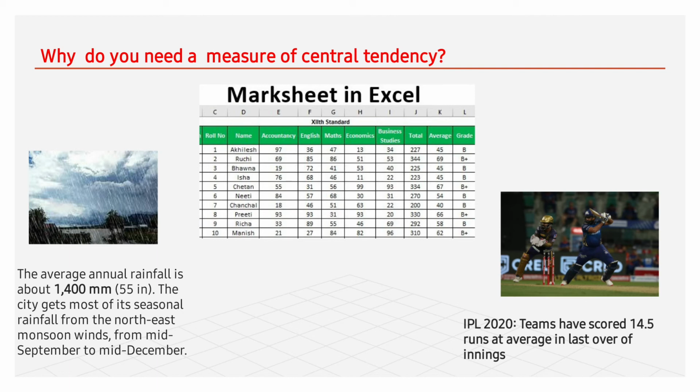This data gives the information that in the last over of the innings, the teams are scoring more runs. The runs are around 14 to 15. With this in mind, in the initial part of the game, they can plan and restrict the runs. So in this way, a measure of central tendency helps us in all our day-to-day activities.